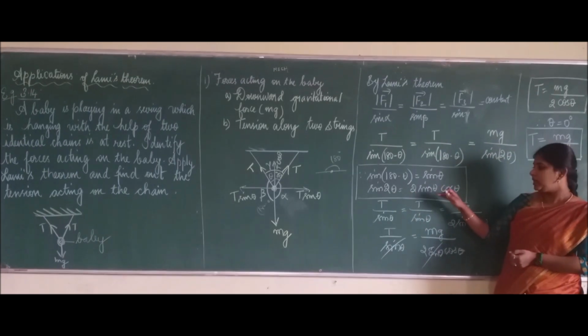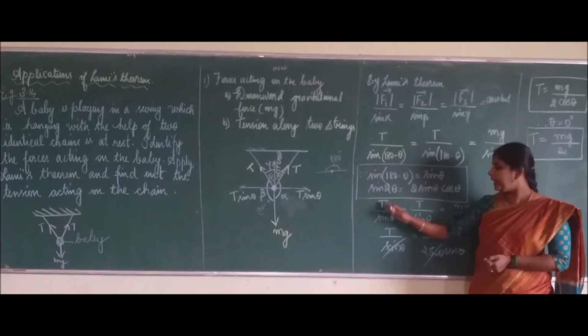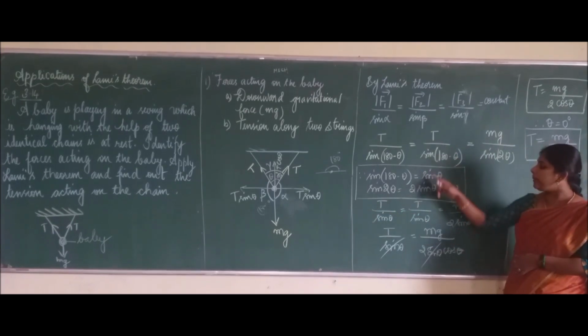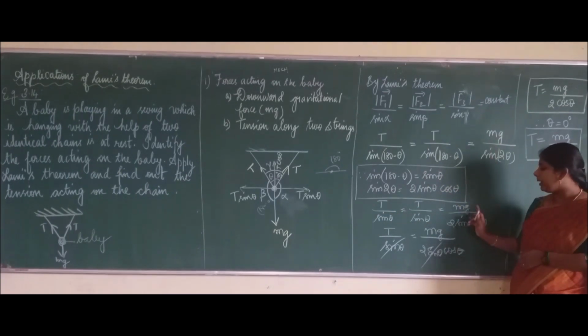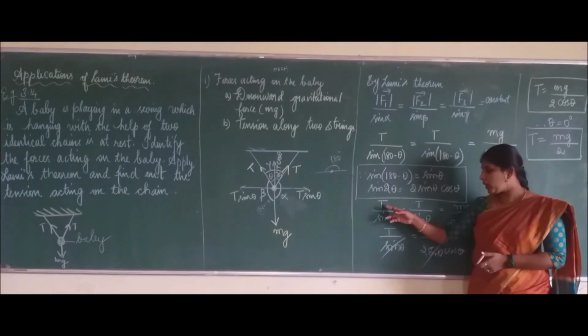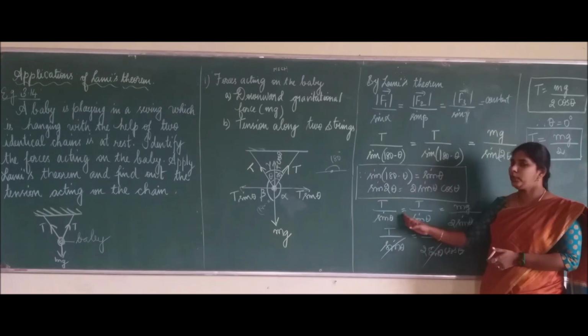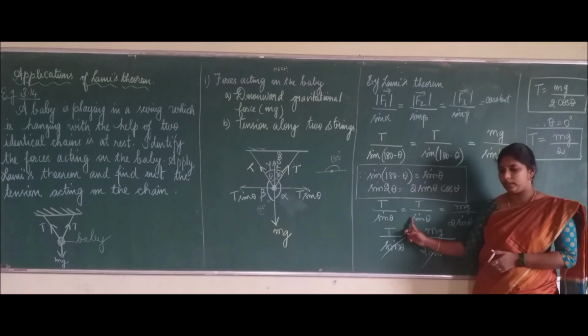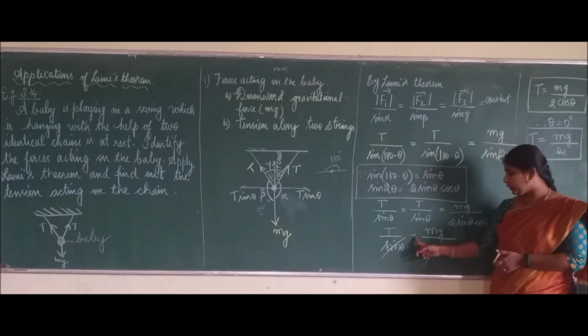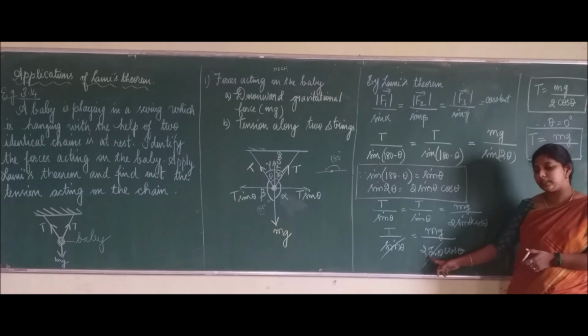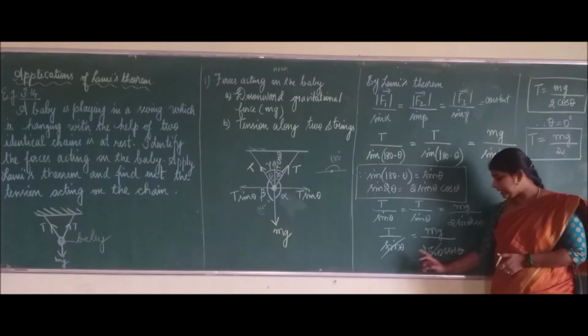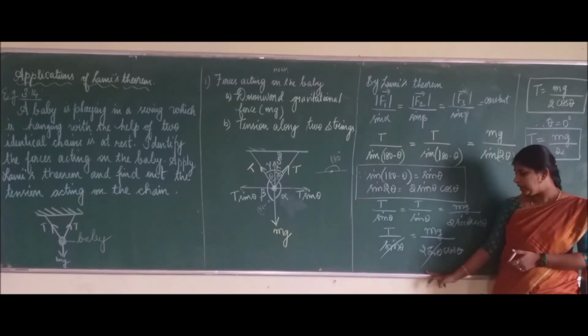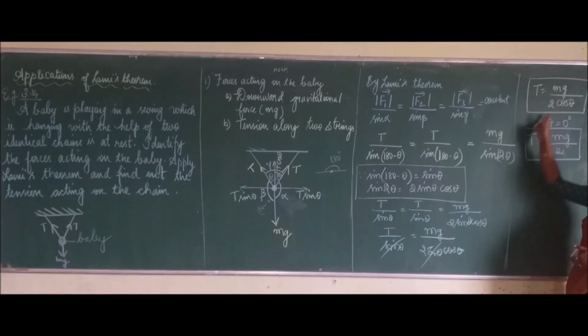cos theta. Okay, so we just substitute here. T by sin theta equal to mg by 2 sin theta cos theta. See here also T by sin theta, we can take any one of the terms, so both are equal here. So T by sin theta equal to mg by 2 sin theta cos theta. One sin theta gets cancelled here, so the remaining tension T is equal to mg by 2 cos theta.